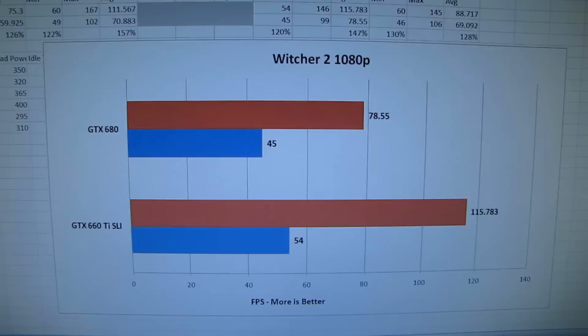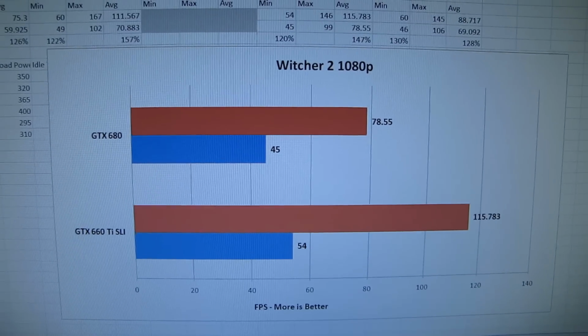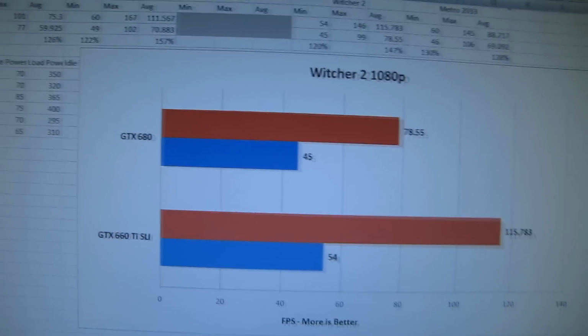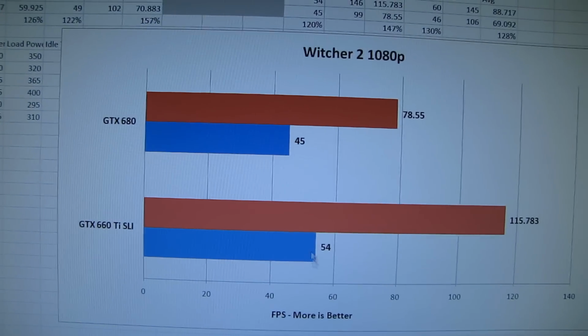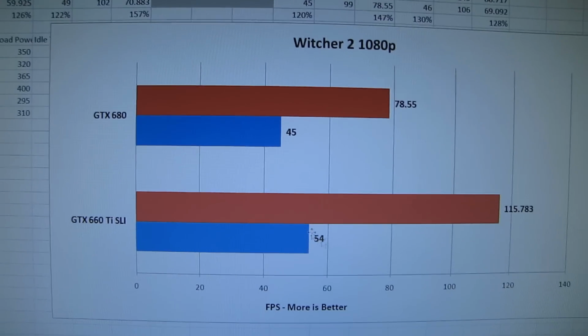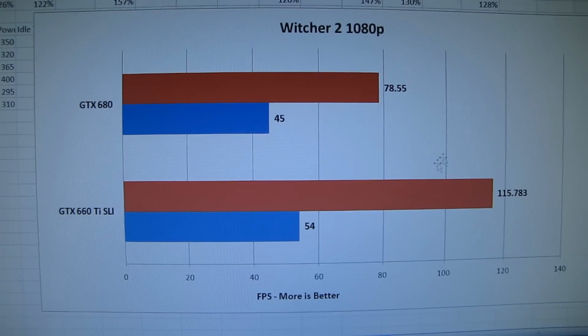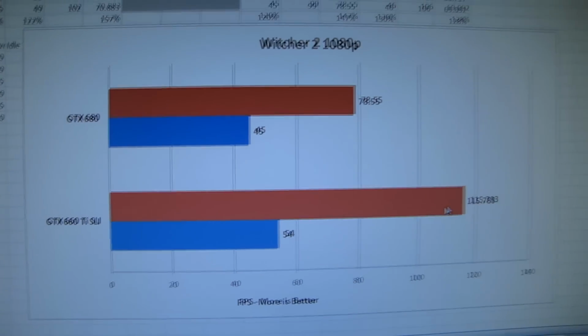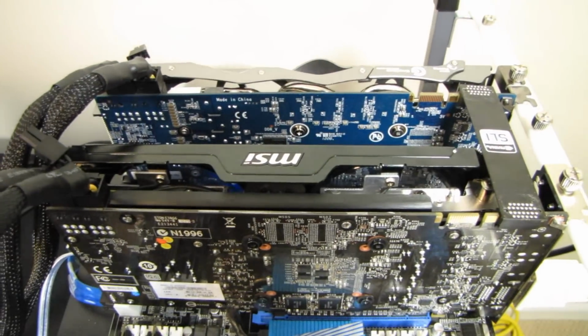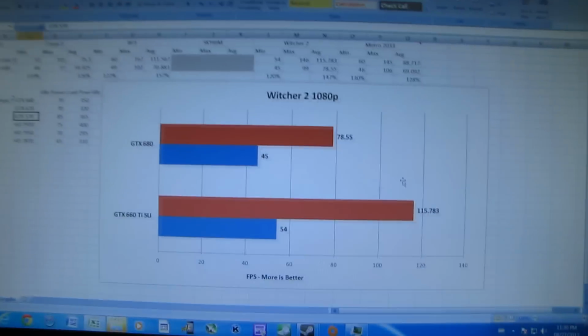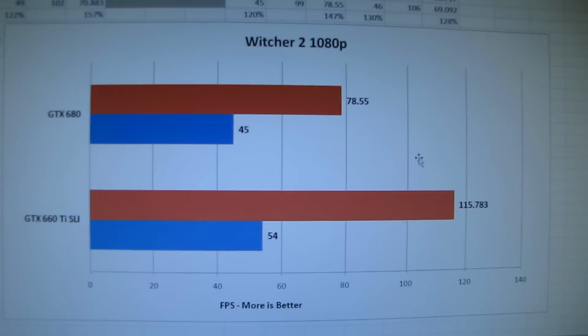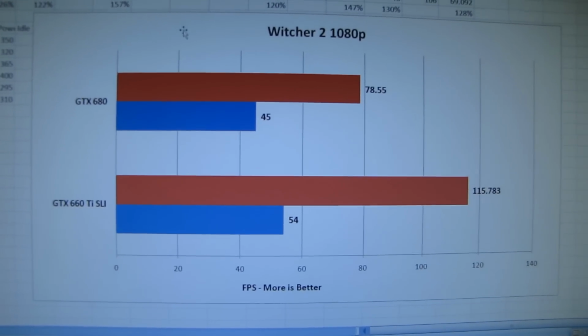Again, running a game at 1080p with ultra high details, and again, we see at that minimum FPS level a 20% improvement from the 660 Ti SLI config over the 680. We see about a 47% improvement in average FPS. But it almost looks like NVIDIA knew what they were doing when they were pricing out a single GTX 680 versus 660 Ti SLI, because they're delivering pretty much the performance that you'd expect for the dual GPU configuration versus the single one.